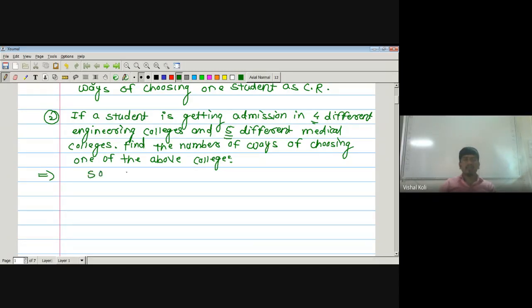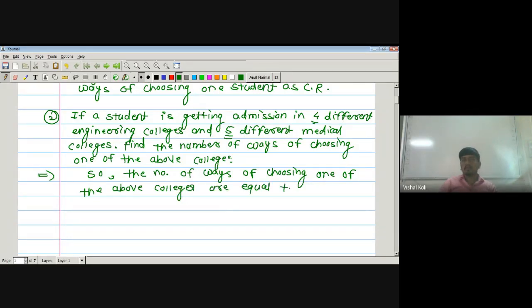So the number of ways of choosing one of the above colleges is equal to 4 plus 5, which is nothing but 9. Okay, so in this way we can solve the problems regarding the sum rule. So the next point is nothing but the product rule.